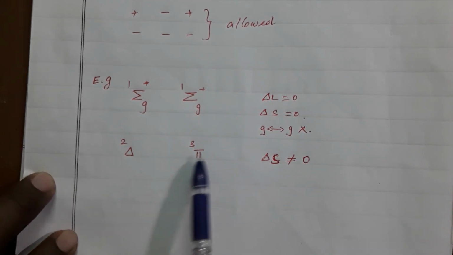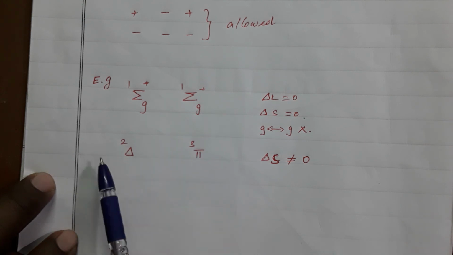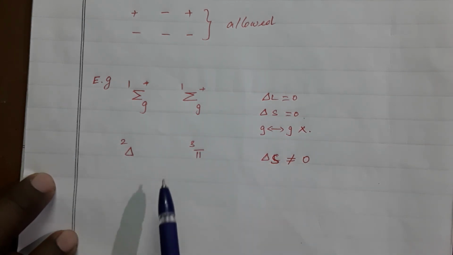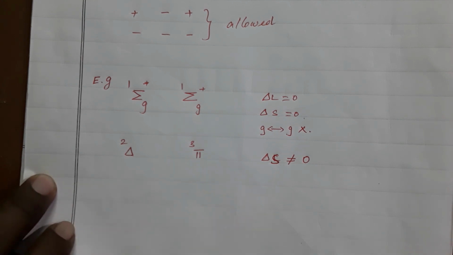Another example. Here we considered only the spin multiplicities 2 and 3. Delta S is not equal to 0, so that is why it is not an allowed transition.